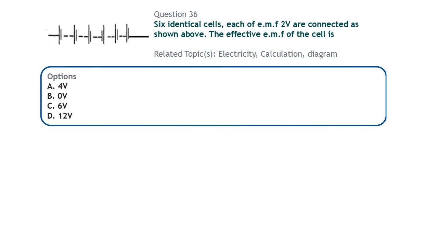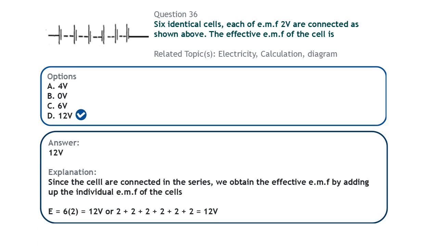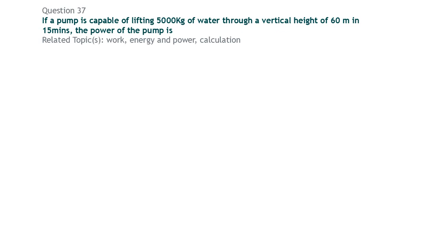Next question. Here we have 6 identical cells, each of EMF 2 volts, connected in series as shown above. We have to find the effective EMF of the cells. Let's see the total EMF. That will be obtained by simply adding up the EMFs that we have here. So you have 2 plus 2 plus 2 plus 2 plus 2 plus 2, so you have 6 of that, which is 6 times 2. So you have 12 volts. That will be the effective EMF.